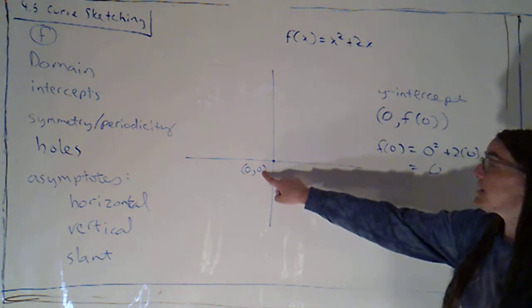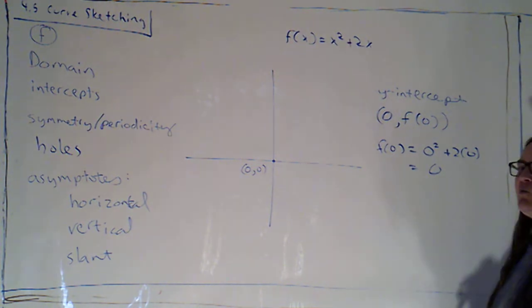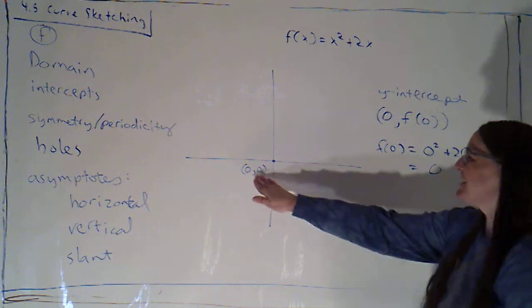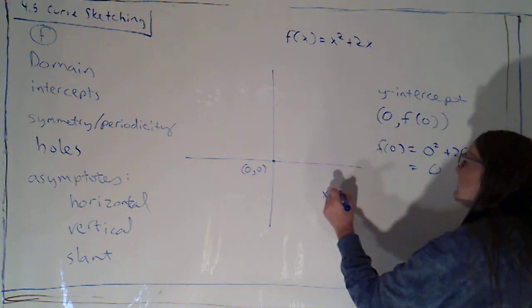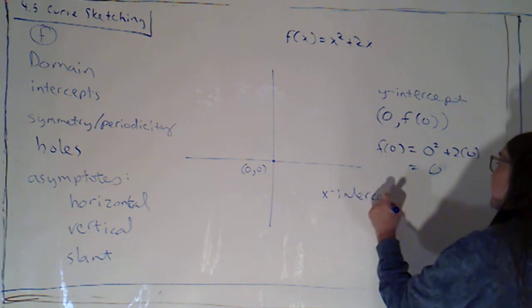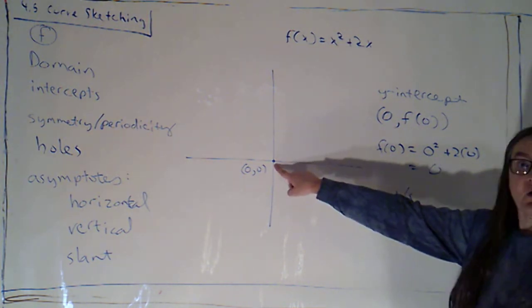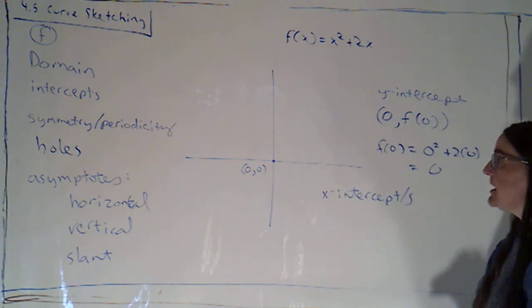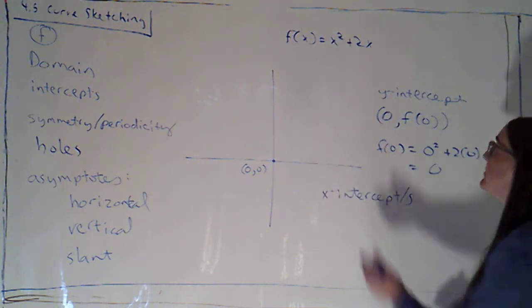Notice the y-intercept is a point. It's not a number. So if I explicitly ask you what is the intercept, don't tell me it's 0. That's the y value of the intercept. The intercept is the point 0, 0. And then if I wanted to find the x-intercept or intercepts, now, obviously, the origin is also on the x-axis, so we have found an x-intercept. But functions are allowed to cross the x-axis more than once, so there could be another.